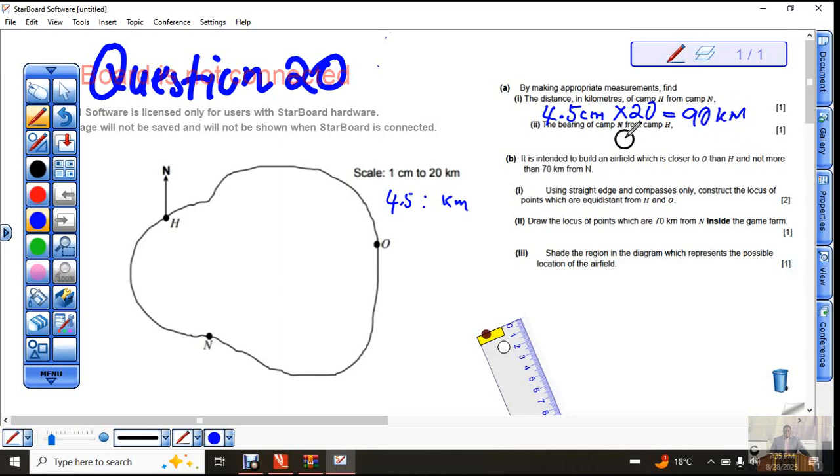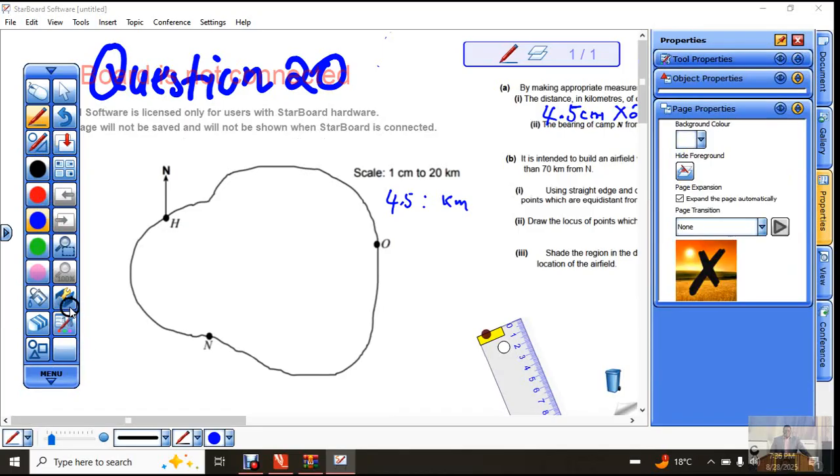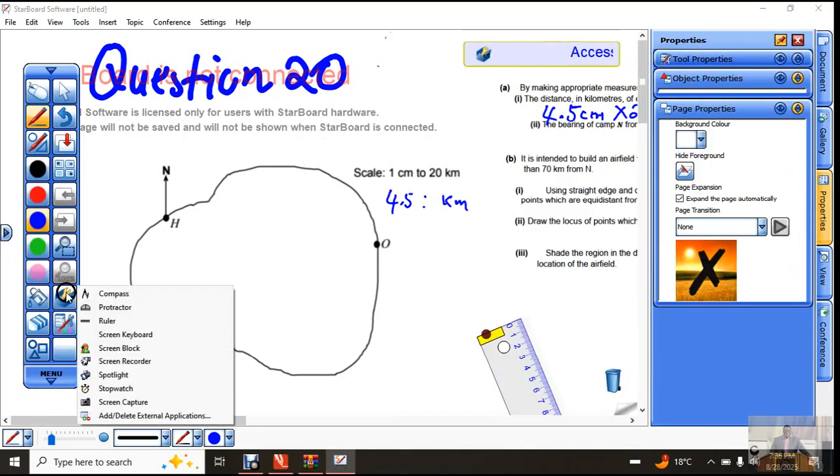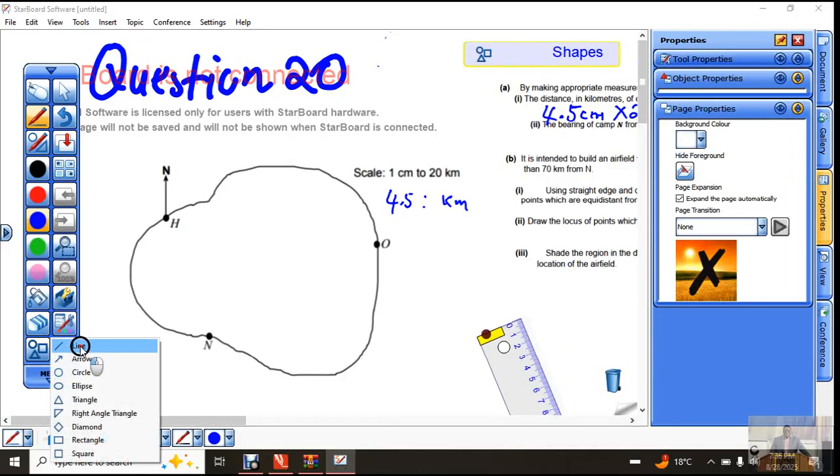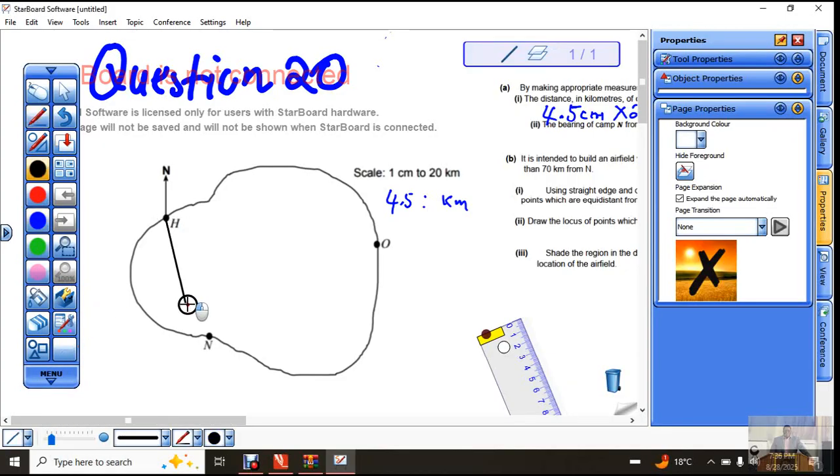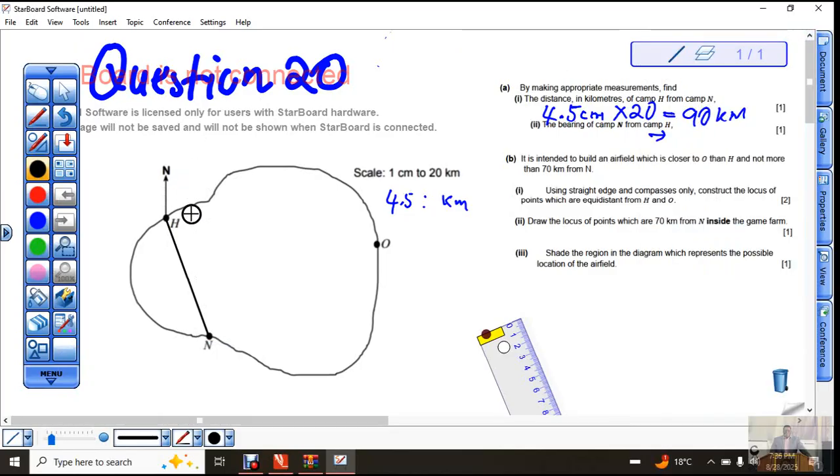Okay. Then they say the bearing of camp N from H. You're supposed to find the bearing of N from H. So we are going to go to H. First of all, let me connect the two by drawing a straight line. So what we need to do is find the bearing by measuring this whole angle over here.